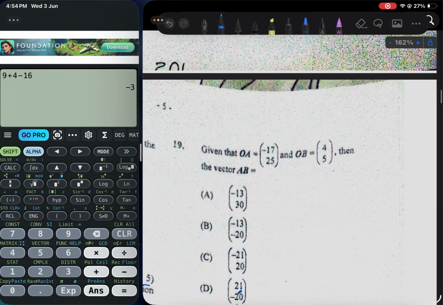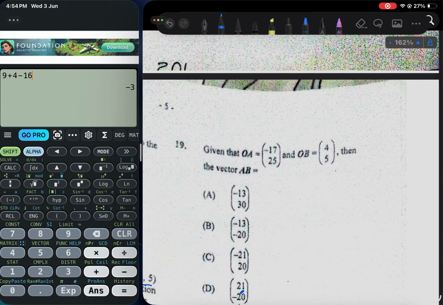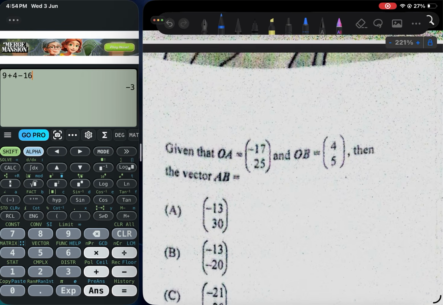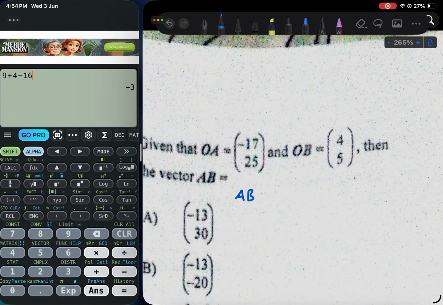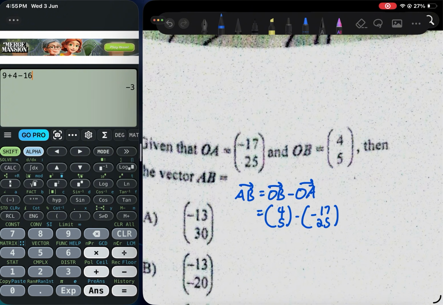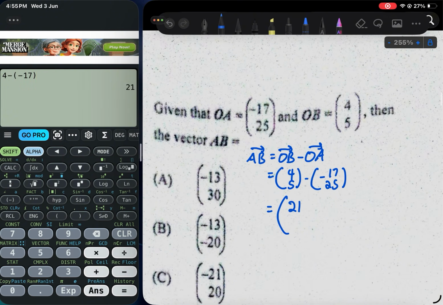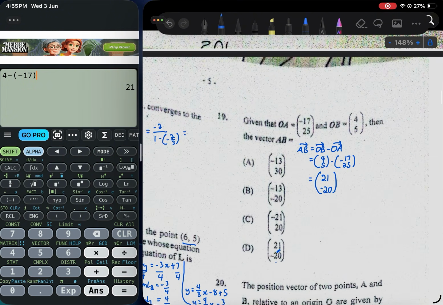Given that OA is equal to negative 17, 25 and OB is equal to 4, 5, then the vector AB is equal to... so you know that to find a vector like this, it's the ending position vector subtracted by the starting position vector. So AB would be equal to OB minus OA, which is equal to 4, 5 minus negative 17, 25. So you can use your calculator again. 4 minus negative 17 would give us 21, and 5 minus 25 is negative 20. So our answer would be D.